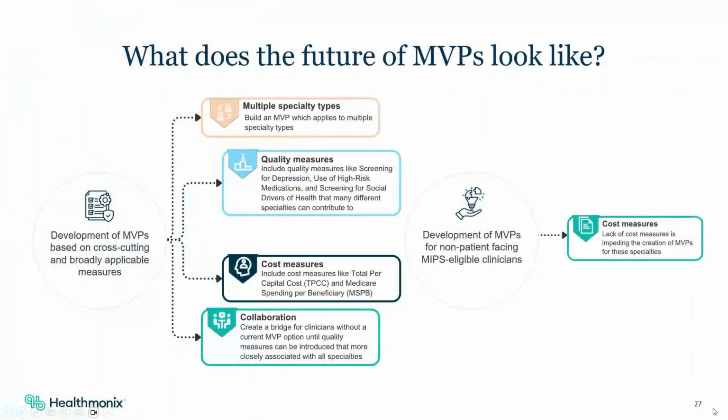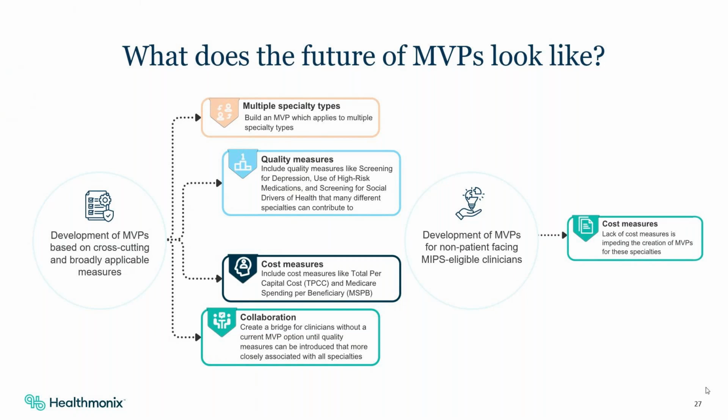So what does the future of MVPs look like? I threw this in here because I do think that CMS is continuing to increase the number of MVPs available, really wants everybody out of traditional MIPS in the near future, and making sure that they have the available MVPs to move forward. So multiple specialty types. So building an MVP that might include a dermatologist and a Mohs surgeon, or including an optometrist and an ophthalmologist, all in one measure calculation or one MVP, trying to keep those groups that normally work together in availability so that they can report an MVP together instead of needing to split up in subgroups.